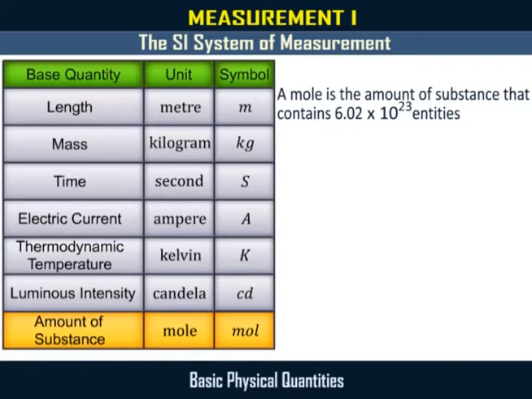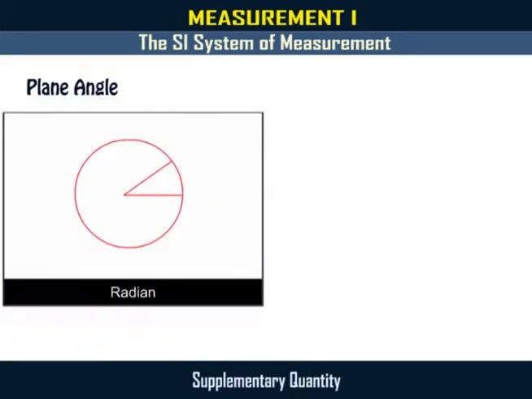Apart from these 7 basic units, the SI has defined another unit for a supplementary quantity, the plane angle. Plane angle d theta is the ratio of the length of an arc of a circle to the radius of the circle and is measured in radian, denoted by small letters RAD.